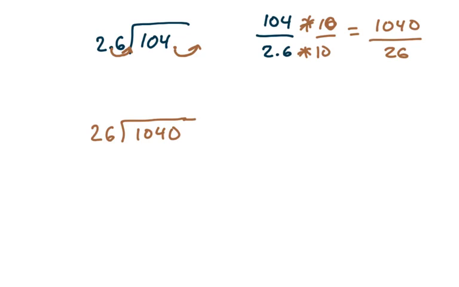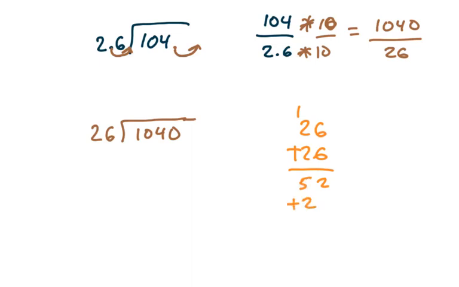So attacking this problem, we ask ourselves, how many times does 26 go into 1? It doesn't. How many times does 26 go into 10? It doesn't. How many times does 26 go into 104? I don't know, but I do know I can calculate it. So let's go off to the side here, and we're just going to keep adding 26. So 26 plus 26 is 52. Keep going.